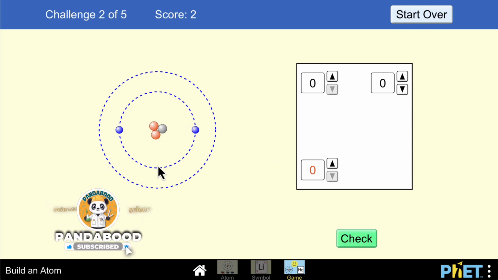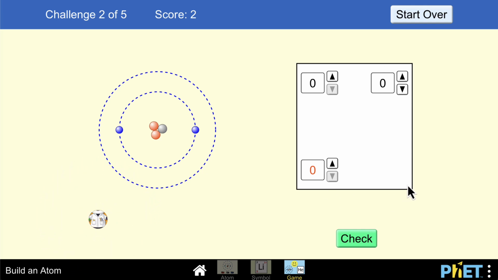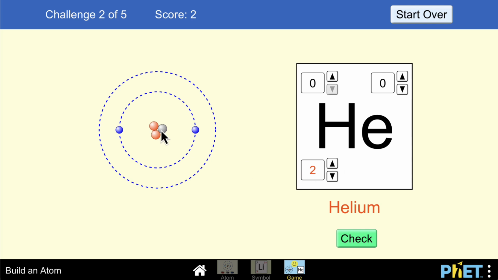So now they give us the atom, and we have to know how to make the symbol and the element card. So we have 2 protons, so I'm gonna place 2 in the atomic number. Since I have 1 neutron, so 1, 2, 3, the mass number is 3. And finally, I have 2 protons and 2 electrons, so the charge is 0.